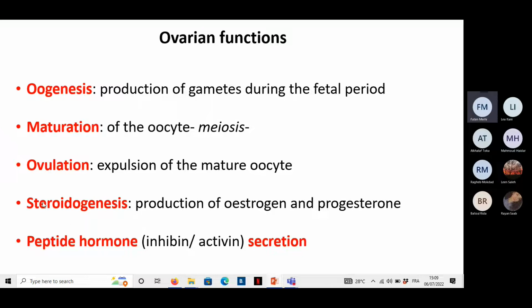Also, the ovaries are the site of the steroidogenesis, which is the production of estrogen and progesterone. The ovaries also produce and secrete other hormones like inhibin and activin. So it is the place where the steroidogenesis occurs, and most of the estrogen and progesterone in the female are synthesized, and other peptide hormones, inhibin and activin, are produced and secreted.